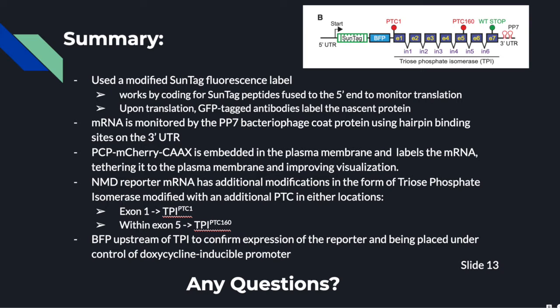PCP-mCherry-CAAX is embedded in the plasma membrane, labeling the mRNA and tethering it to the plasma membrane to improve visualization. And finally, the NMD reporter mRNA has additional modifications in the form of triose phosphate isomerase, modified with 2 additional PTCs in exon 1 and 5 respectively, called TPI-PTC1 and TPI-PTC160. BFP upstream of TPI is used to confirm expression of the reporter.